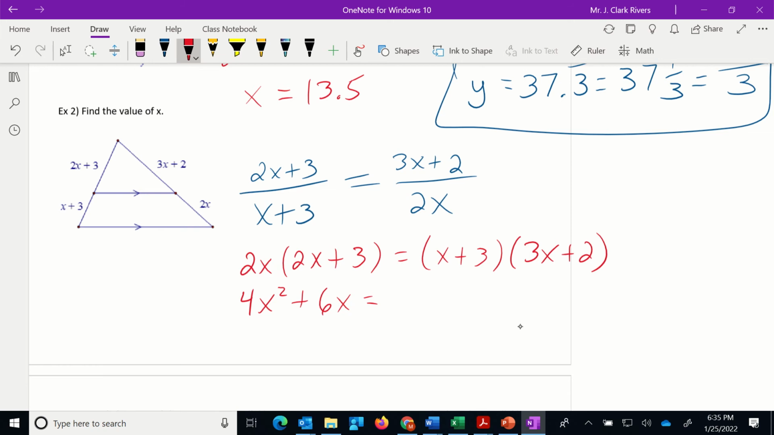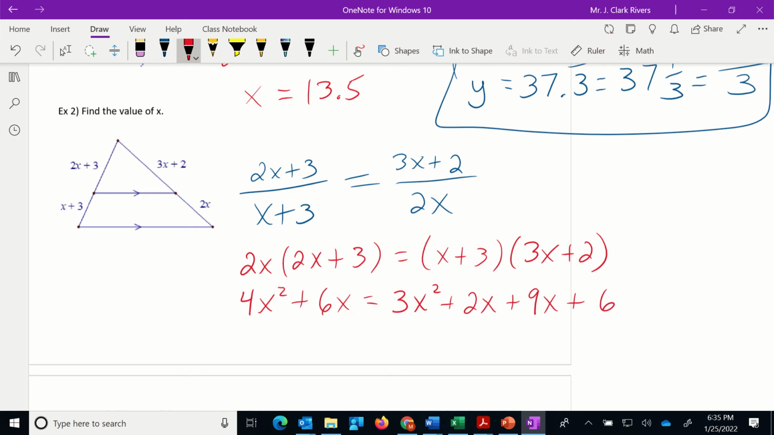okay, on the right side here, FOIL first, x multiplied by 3x, that's 3x squared. O stands for outside, x multiplied by 2, that is positive 2x. Inside, 3 multiplied by 3x, that is positive, 3 times 3 is 9x. And then last, 3 multiplied by 2, that is positive 6.